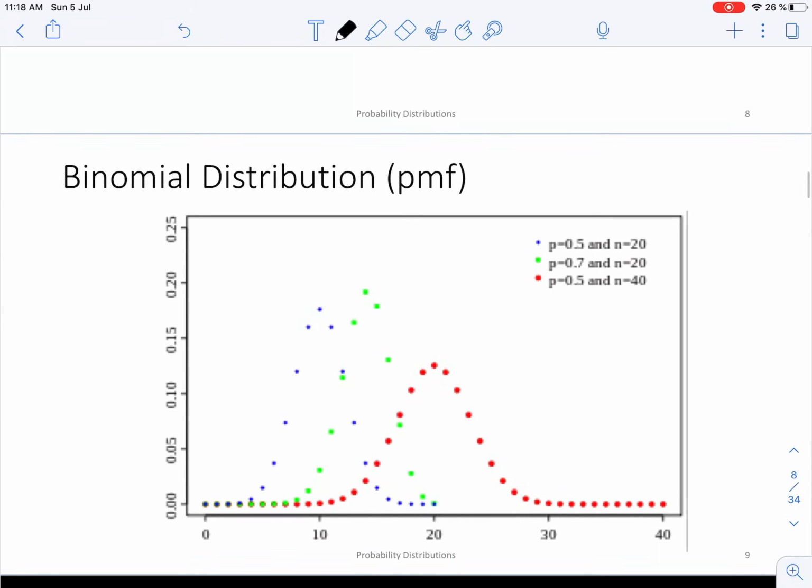The shape will depend on the values of n and p. So if p tends to 0.5, it's going to look symmetric, right? But if p is greater than 0.5, then it's going to be skewed to one side, or if it's lower than 0.5, it's going to be skewed to the other side. So the binomial distribution might take different shapes depending on the parameter p, especially.